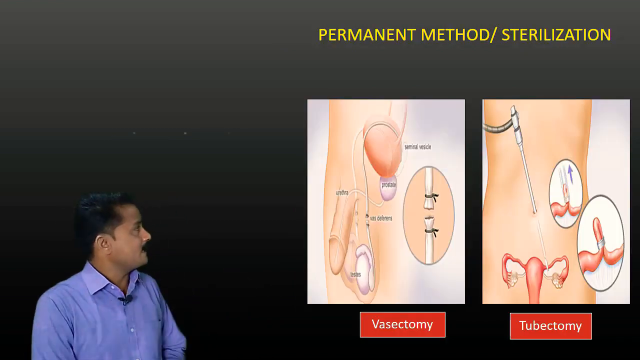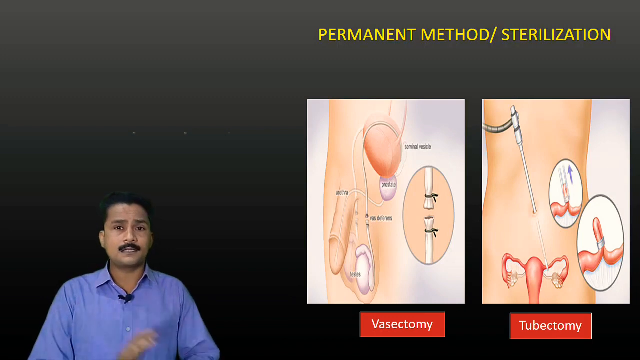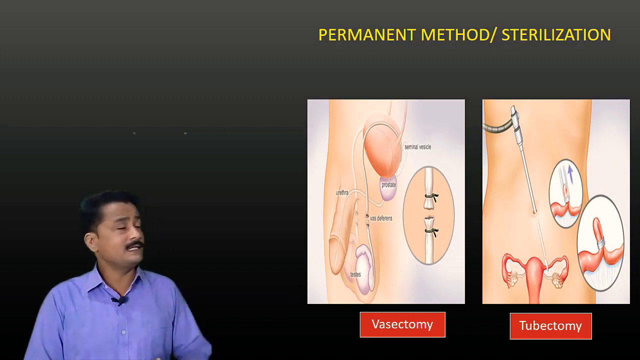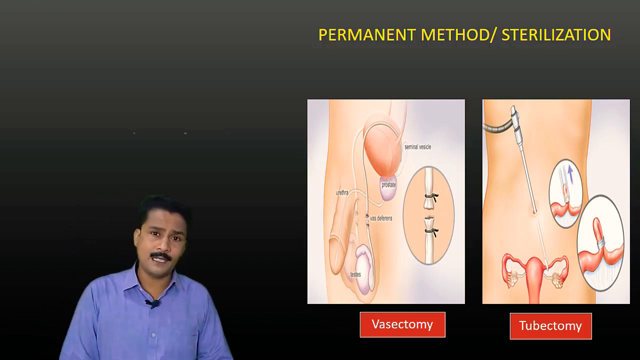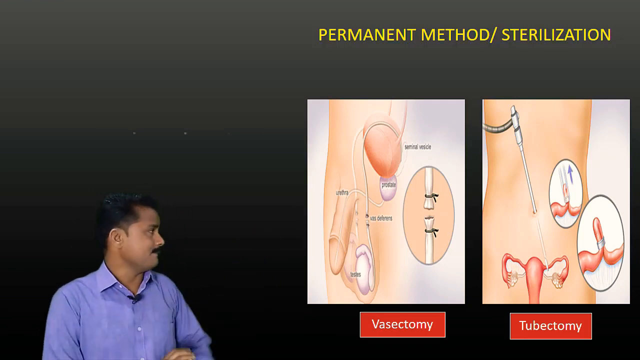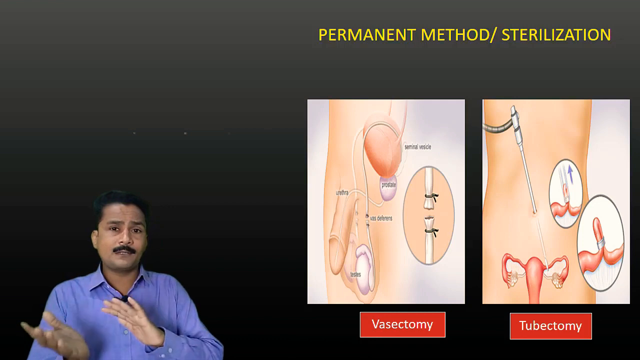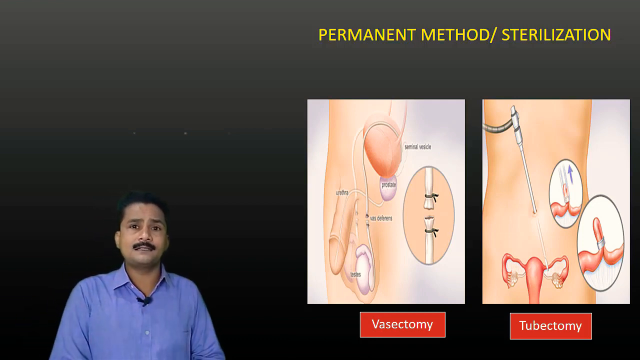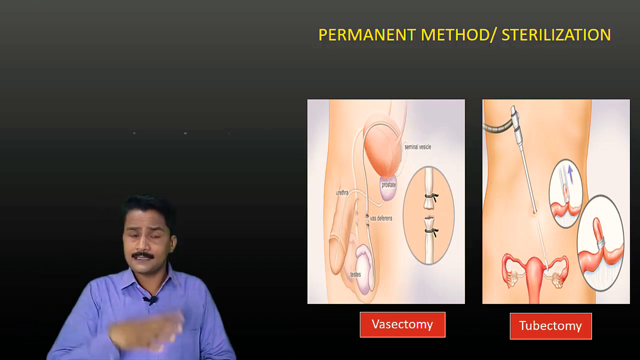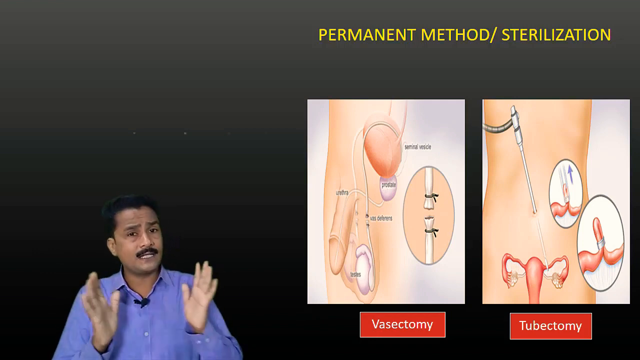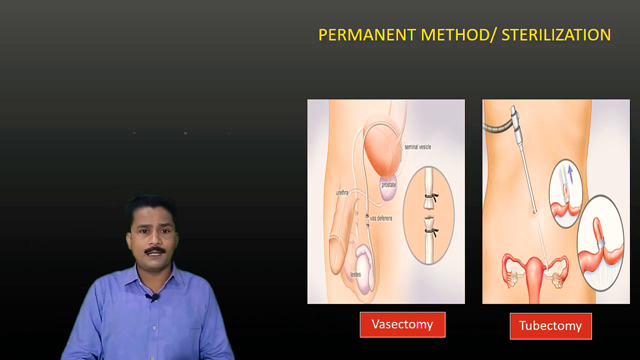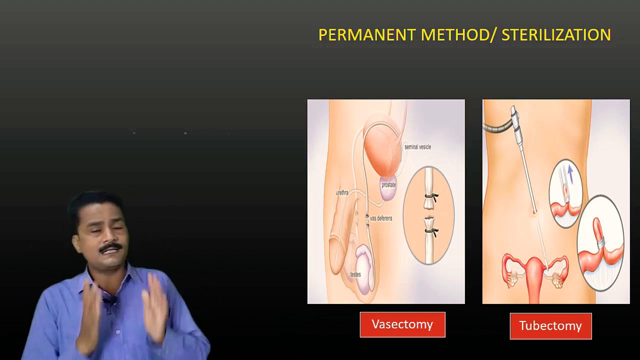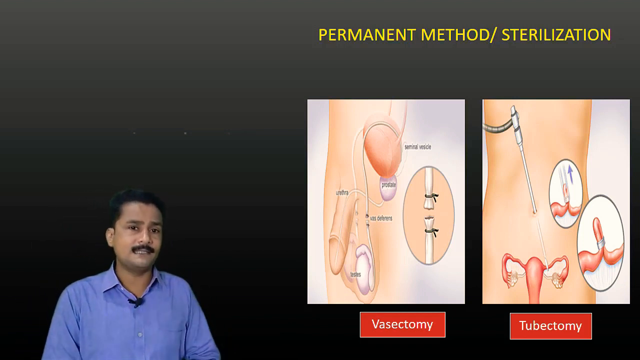So the next part is called the permanent methods of birth control. Generally these permanent methods, in case of the male, are called vasectomy, and in case of the female, tubectomy. These permanent methods are simply termed sterilization methods. These are surgical methods, and that means the ability of the male or the female to reproduce is prevented permanently.